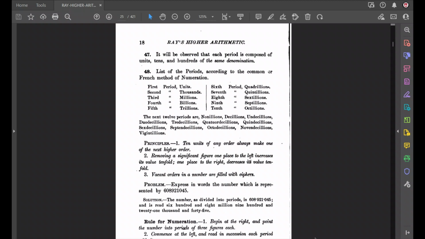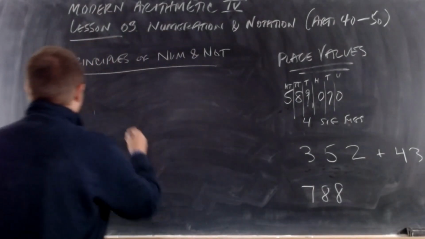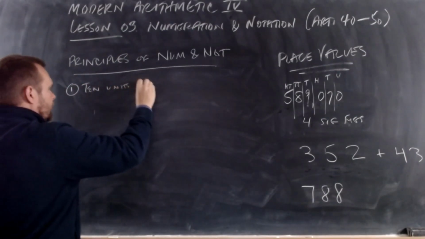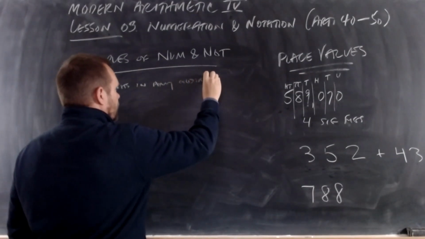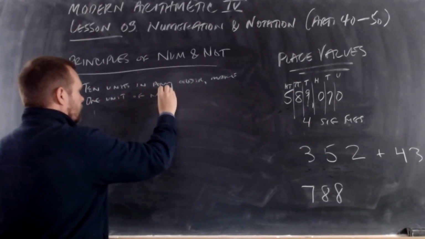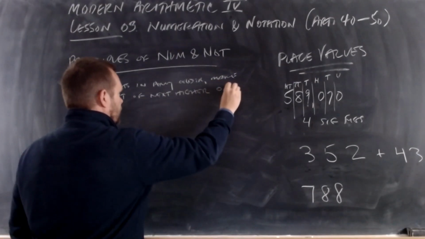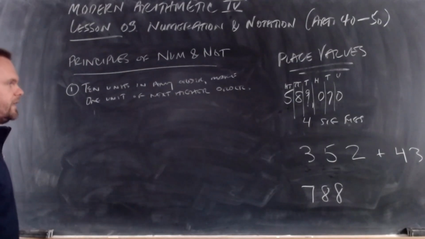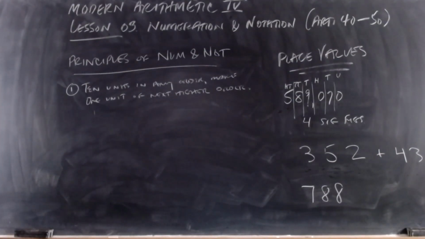And we should write these out so you get them in your notes. The principles written in Article 48. Principles of numeration and notation. Principle number 1. 10 units in any order always make 1 unit of the next higher order. That's principle 1 of numeration and notation.